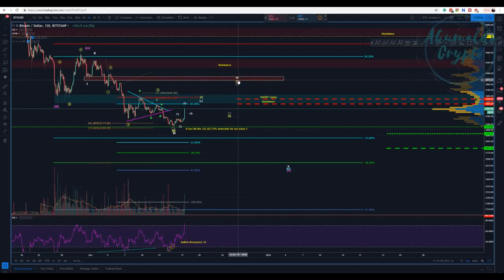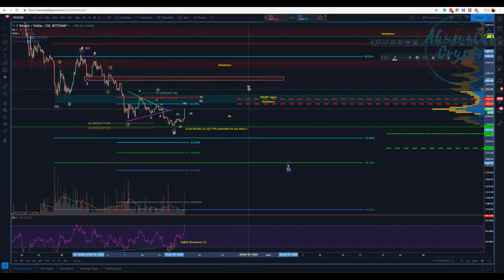This is wave C here. Then it's only then that we are gonna see if we have an ending diagonal, because we might get to this wave one territory here, but we don't know yet.